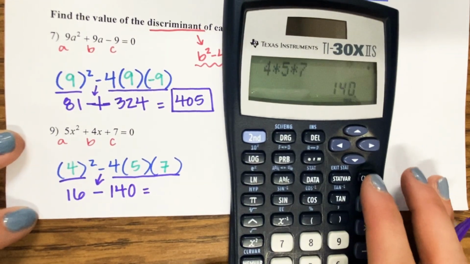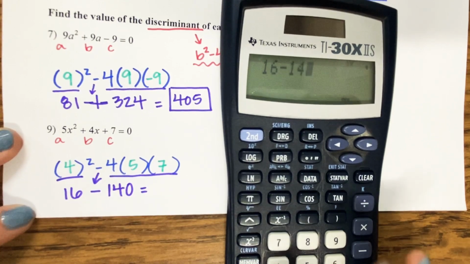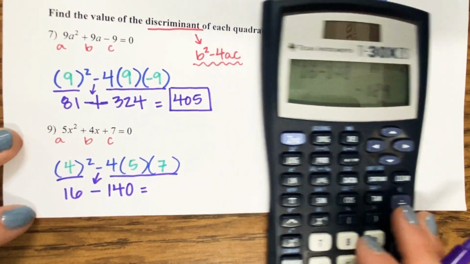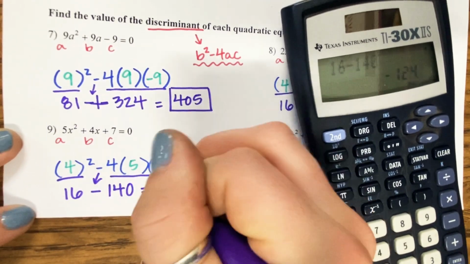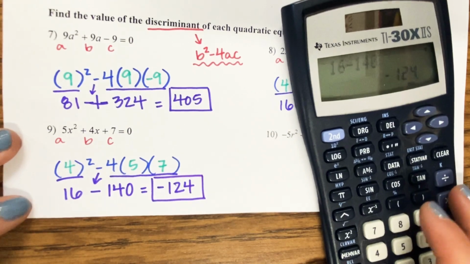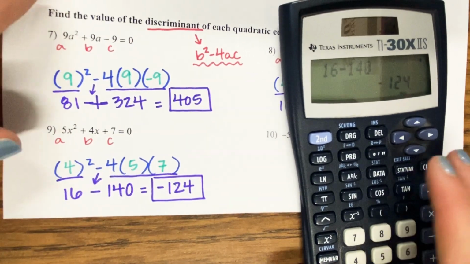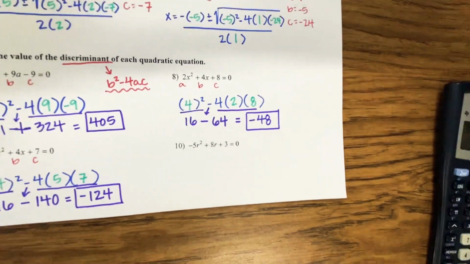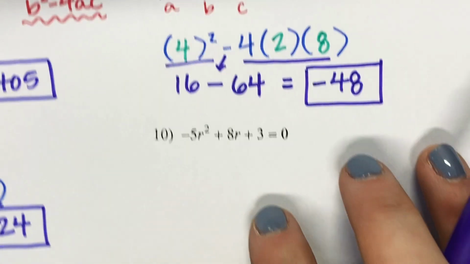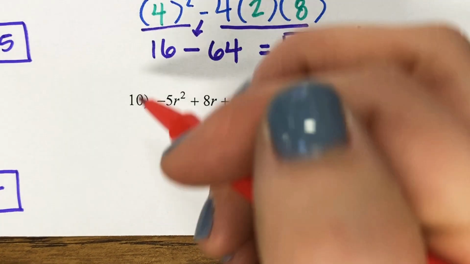Now easy peasy, in my calculator I can do 16 minus 140, and what do I get? Negative 124. So my discriminant piece was negative 124. So we just solved for the discriminant. Okay, one more. One more just for solving the discriminant. So let's look at 10. Let's identify our A, our B, and our C.